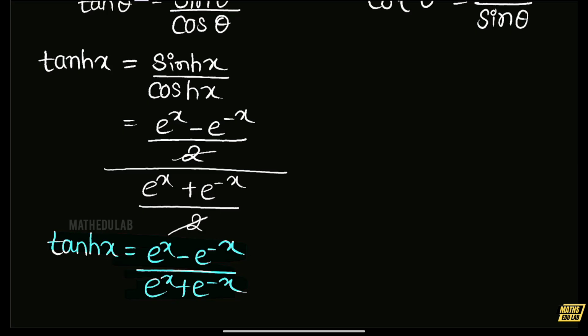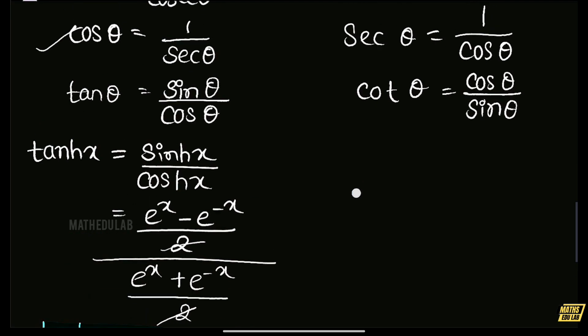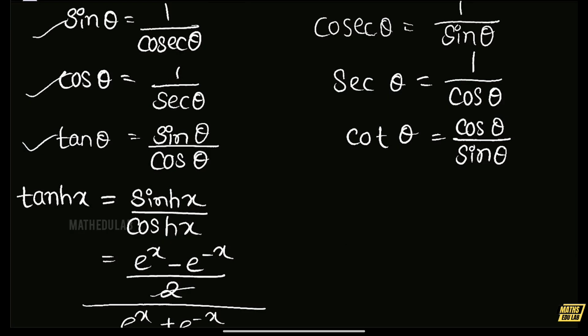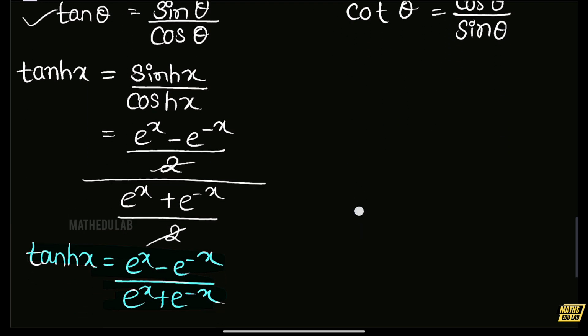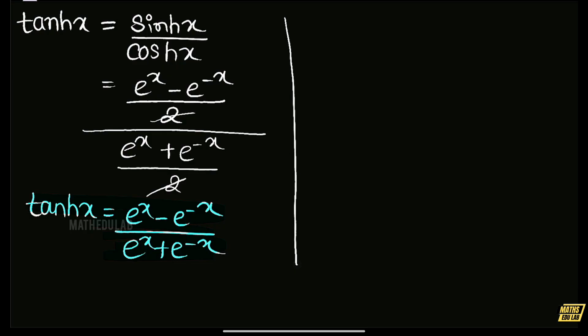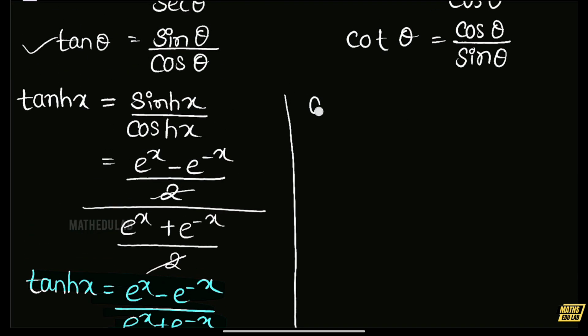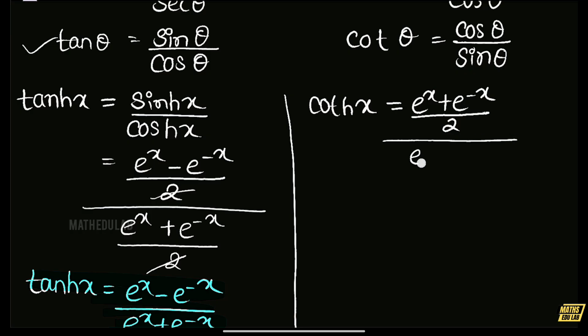We got this value. Then similarly we will find the next one, that is coth. In the coth value we will do the same as we have done for tan hyperbolic x. So coth hyperbolic x is equal to e to the power of x plus e to the power of minus x by 2, whole divided by e to the power of x minus e to the power of minus x by 2, and on cancelling these two values, because it gets reciprocated.